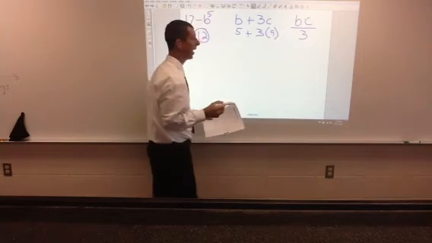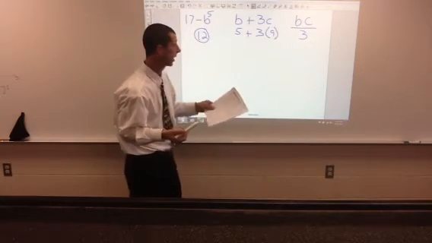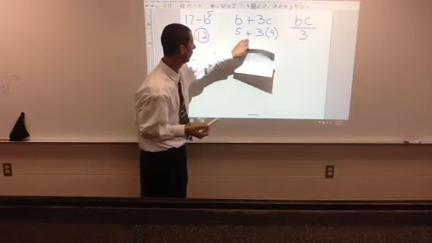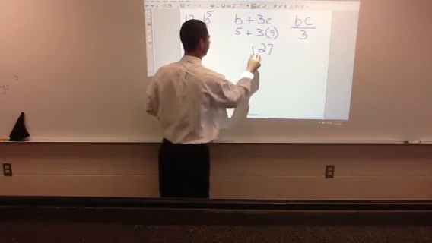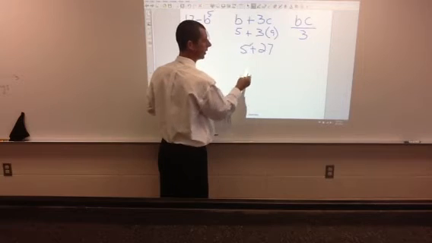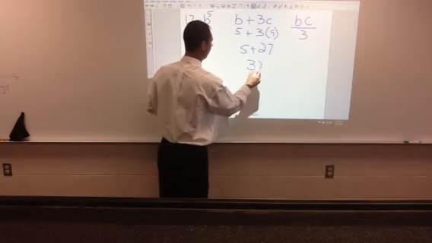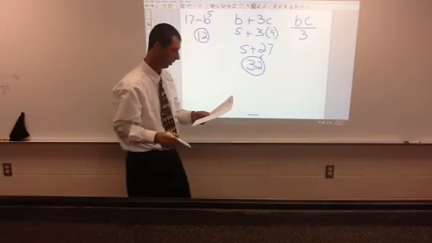Okay, so there's what we have. Now we've got to remember order of operations again. We have to multiply before we add, so we've got to do this first. 3 times 9 is 27. Okay, 5 plus 27 is 32 for our answer.